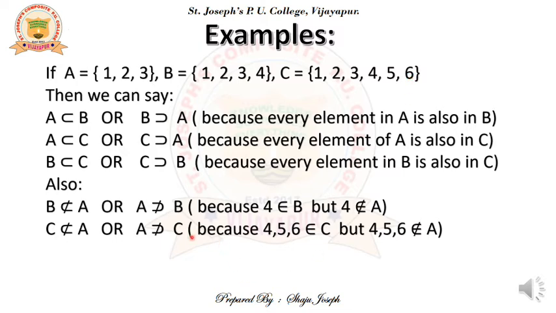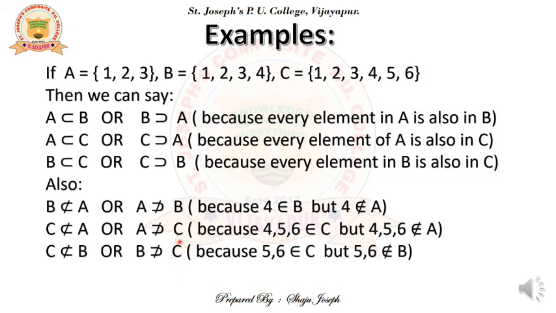So here, look at the reason. Because 4, 5, 6 belong to C, but 4, 5, 6 do not belong to A. So the first set mentioned in this sentence is not a subset of the second set. That is, C is not a subset of A. Please remember, here I have marked all the 3, 4, 5, 6. Not needed. Any one is sufficient. Okay.